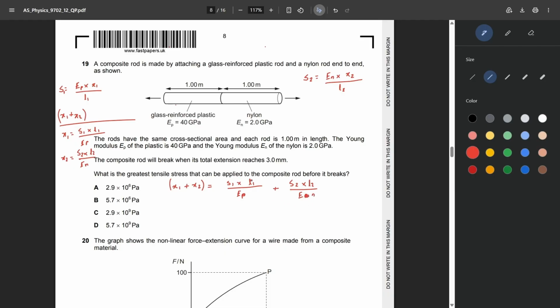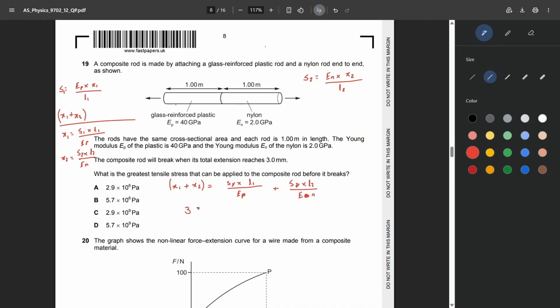Okay, now we know the original lengths of the two rods. Both of them are 1 meter, and the stress is going to be equal on both the rods. So instead of writing S1 and S2, we can simply call it S, because for both of these rods the stress is equal. We know the Young's modulus of both of these rods, so we know these two denominators, and we also know the maximum extension of the two rods, which is 3 millimeters. x1 plus x2 will be 3.